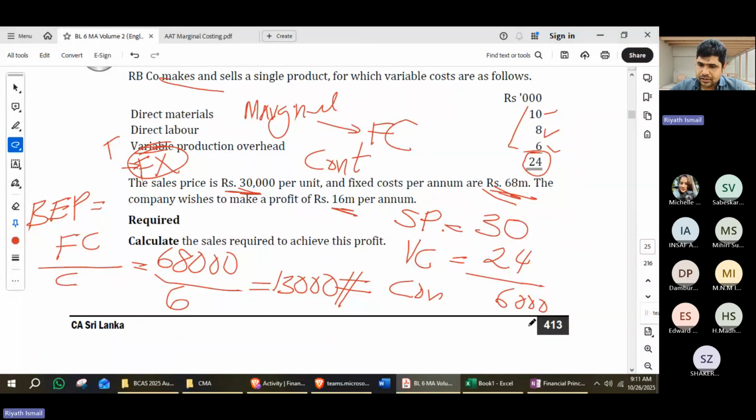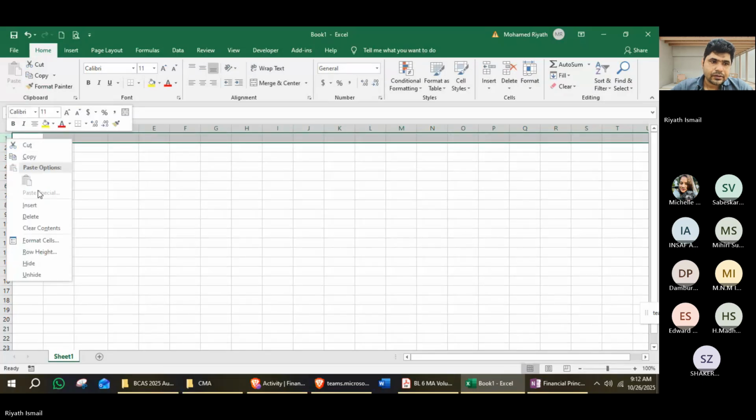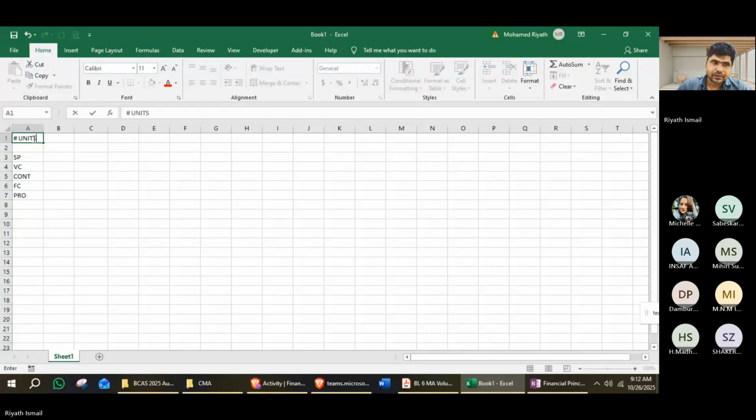I will do it in Excel so that we can understand easily. Here, selling price per unit, variable cost per unit. Then we can get the contribution. After that, we can deduct fixed cost and profit. Here we can put the number of units. Here selling price is 30. Variable cost is 24.